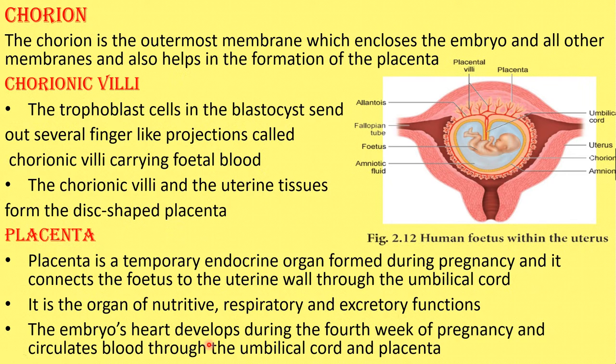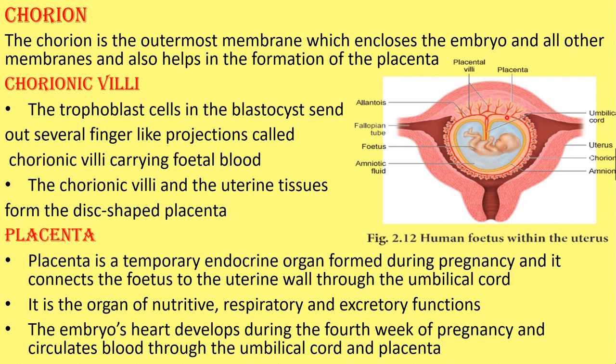And the embryo's heart starts its development during the 4th week of pregnancy. It's a very important question. At the time of the 4th week of pregnancy, the embryo's heart, the fetal heart, starts its functioning. There is the pumping action. It will start, and it circulates the blood through the umbilical cord and the placenta. There is a direct connection, and here is the placenta.